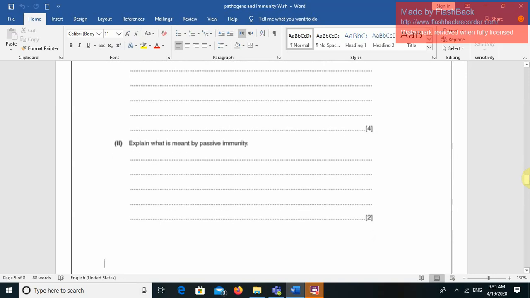Explain what is meant by passive immunity. What is meant by passive immunity? Passive immunity, as we know, is number one, short-term defense against pathogens and immediate protection.